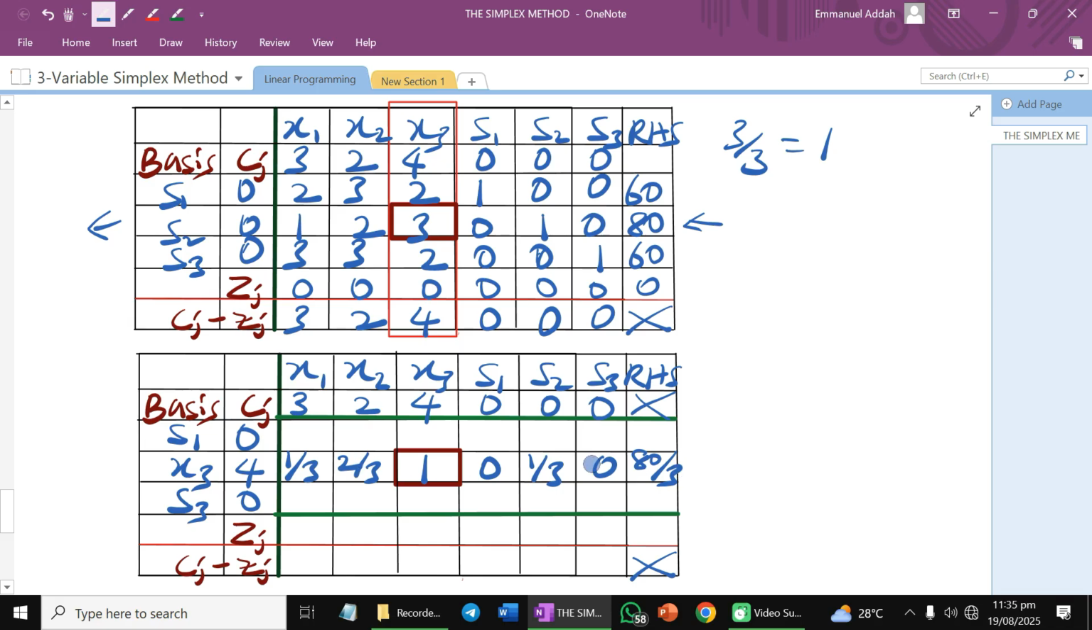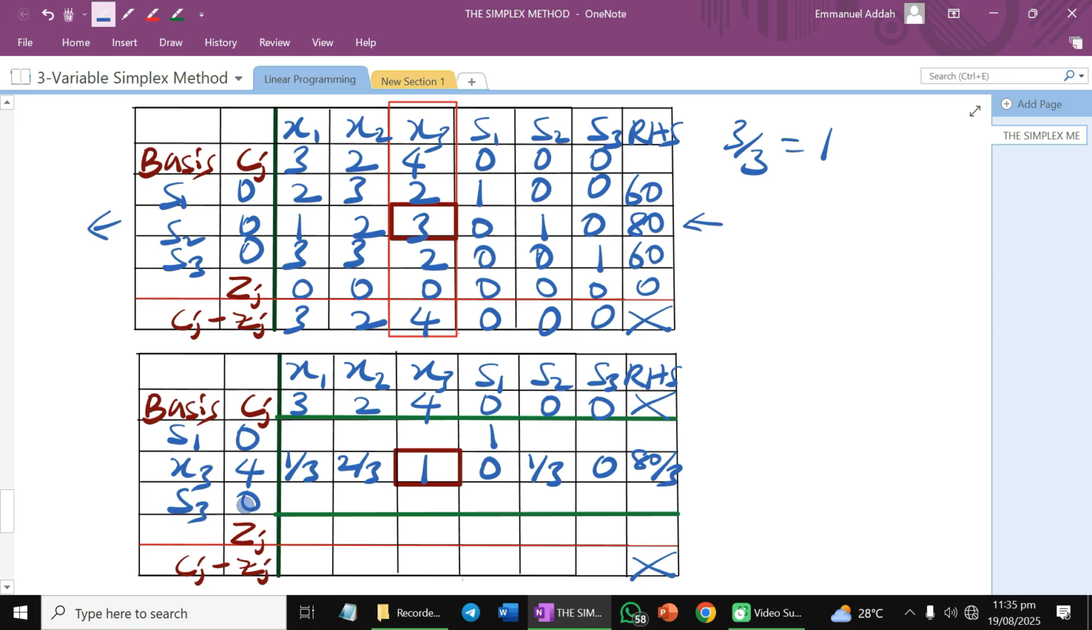I've gotten this row. The next thing is that when you have a unit matrix like this, wherever you have a variable that's in the basis, we are going to have a unit matrix. S1 is in the basis, so there we are going to have a unit matrix with the point of intersection of the column and the row being 1. So here will be 1. This X3, we are going to have a unit matrix with 1 at the point of intersection.